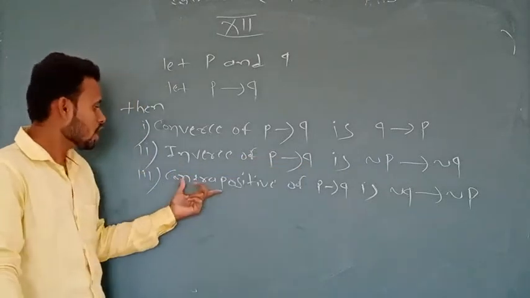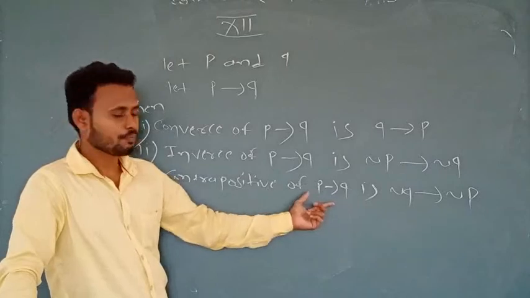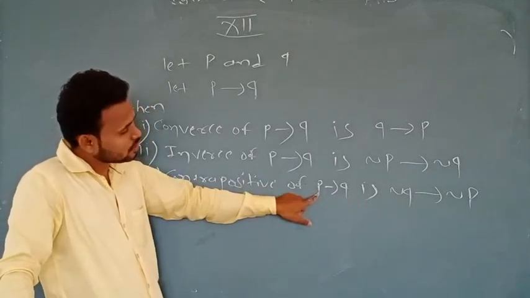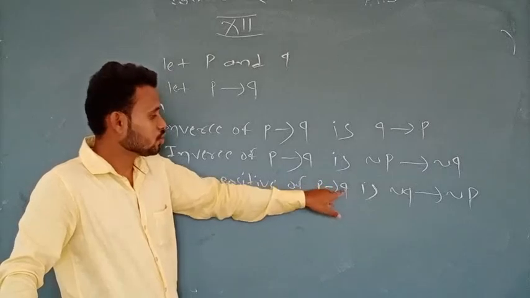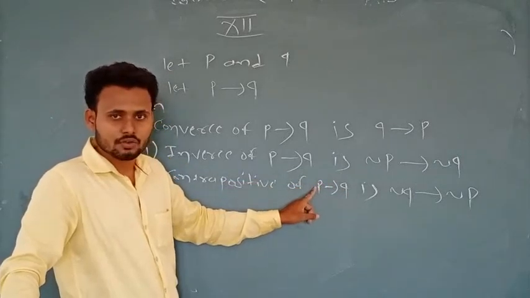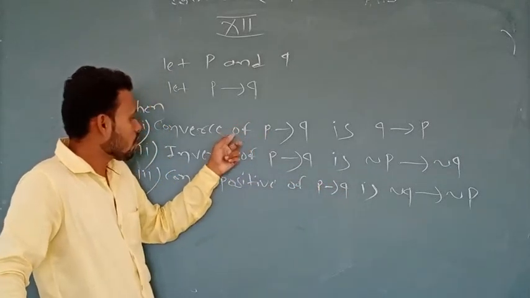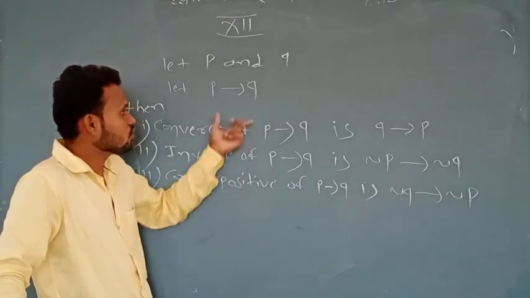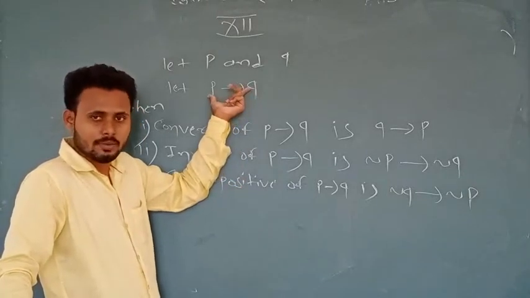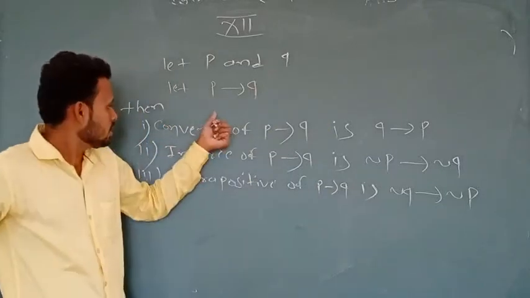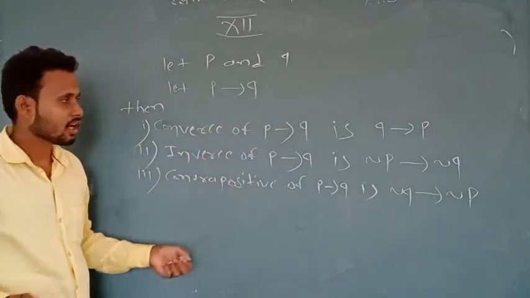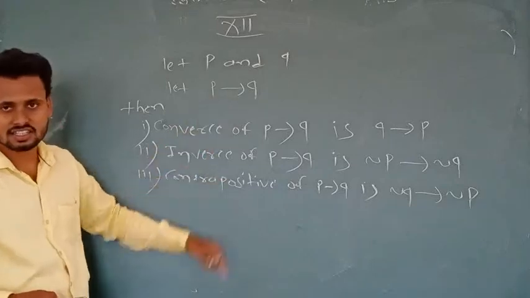And the last one is the contrapositive of P implies Q. The contrapositive of P implies Q is negation of Q implies negation of P, which is the required converse, inverse and contrapositive of a conditional statement P implies Q, where P and Q are any two simple statements. Converse, inverse, contrapositive we find out only for a conditional statement.